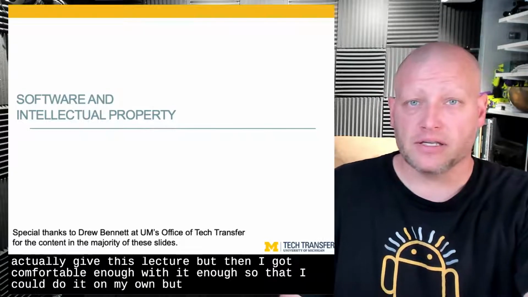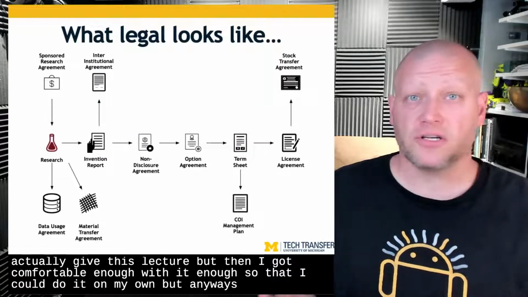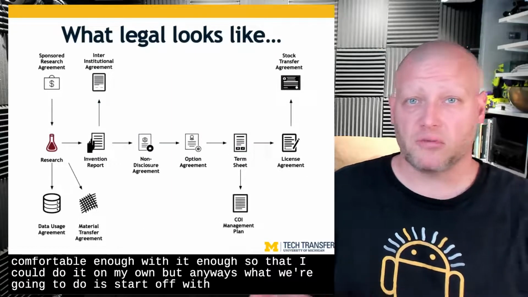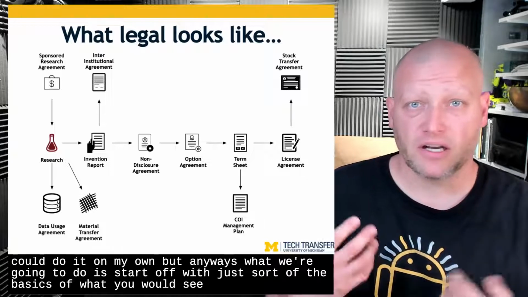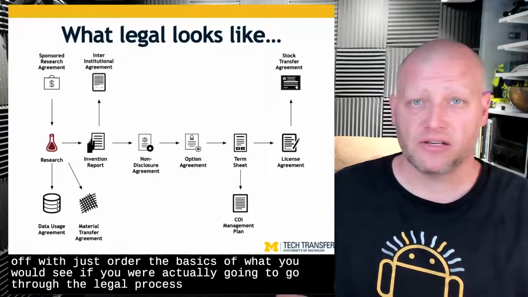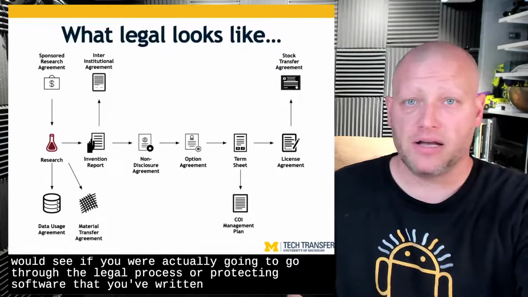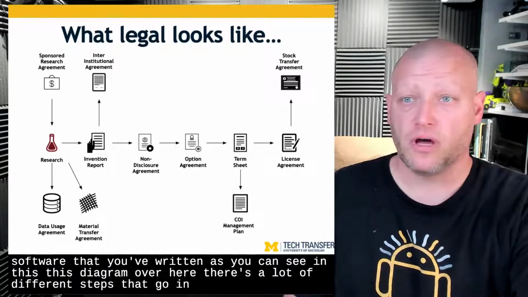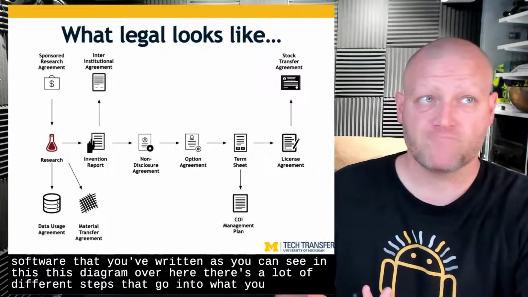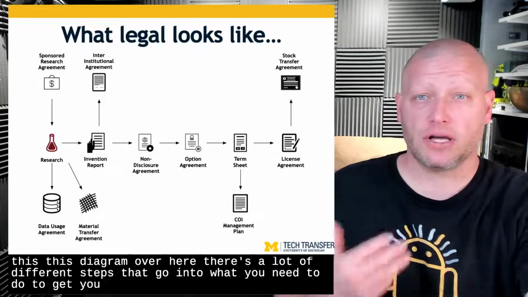But anyways, what we're first going to do is start off with just the basics of what you would see if you were actually going to go through the legal process of protecting software that you've written. As you can see in this diagram over here, there's a lot of different steps that go into what you need to do to get your intellectual property protected.